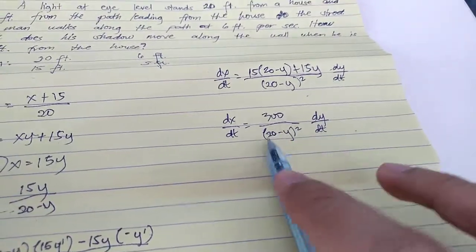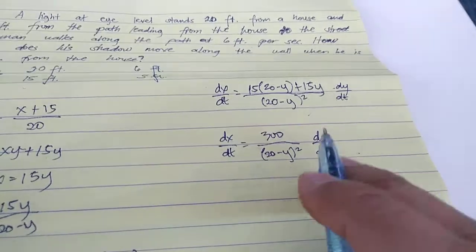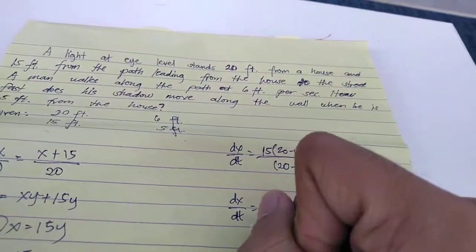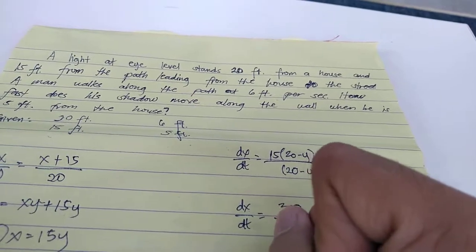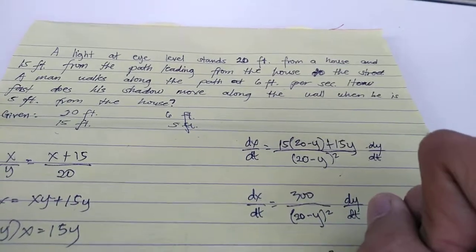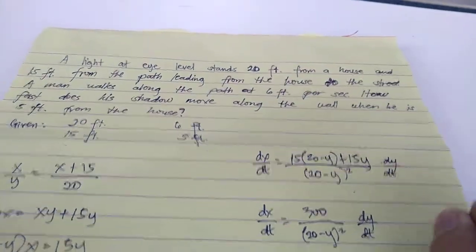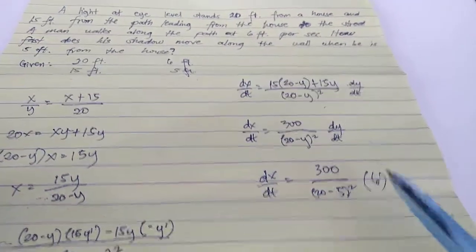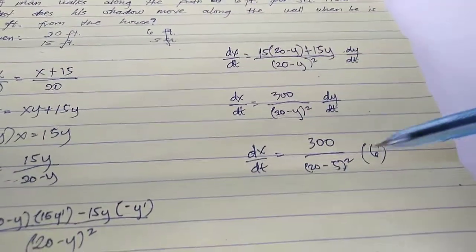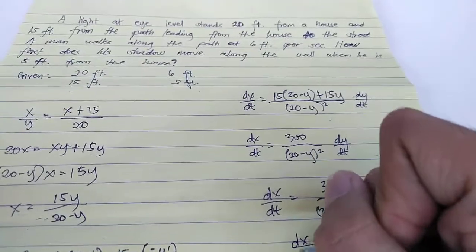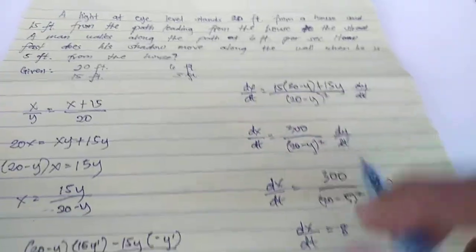Now let's substitute the value of y with 5, since given here is 5 feet, and the dy over dt is 6 feet. So it becomes, so that is now the equation, and we're almost done. We just have to solve this in the calculator. Now the answer for this is dx over dt is equal to 8.